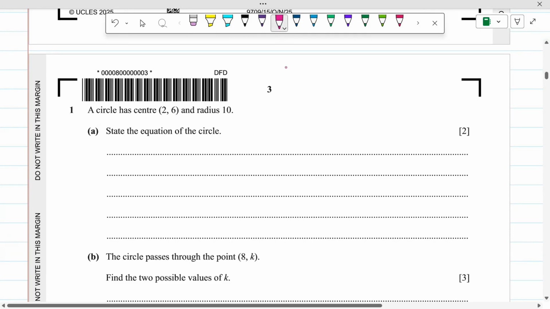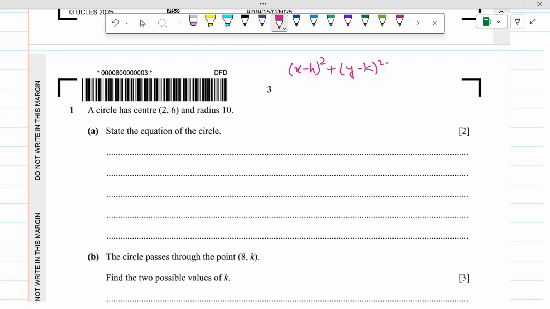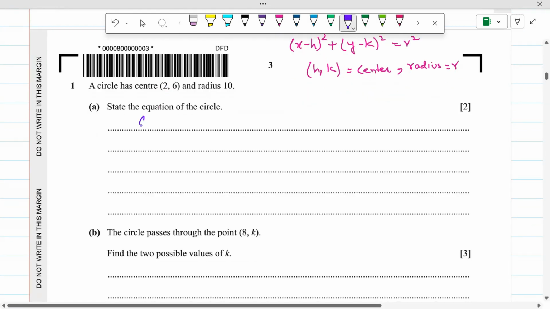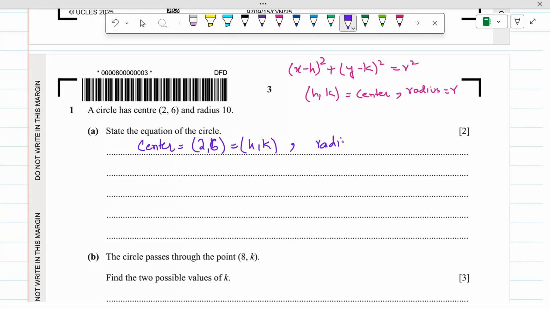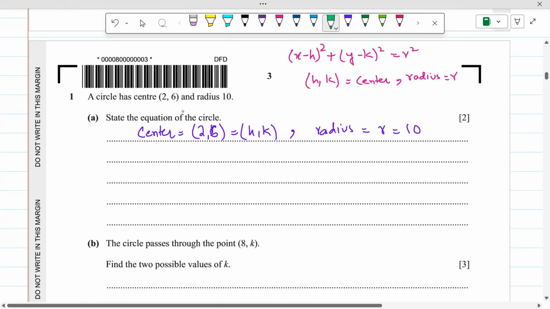As we know, the equation of the circle is (x − h)² + (y − k)² = r², where h and k are the center with radius r. It is given that the center is (2, 6), which is h and k, and the radius is also given, which is r, and this one is 10. So we can use this equation to find the equation of the circle.